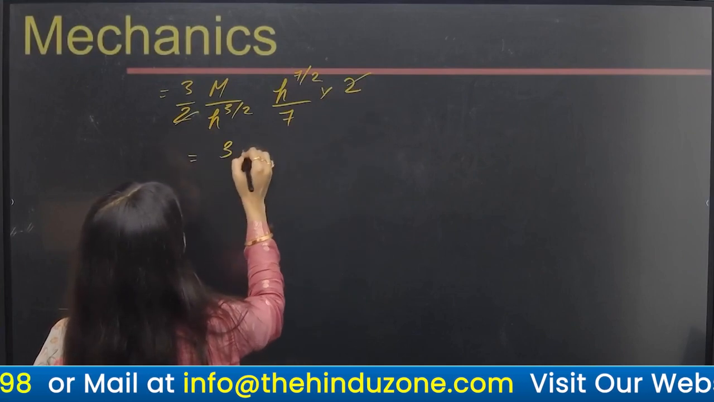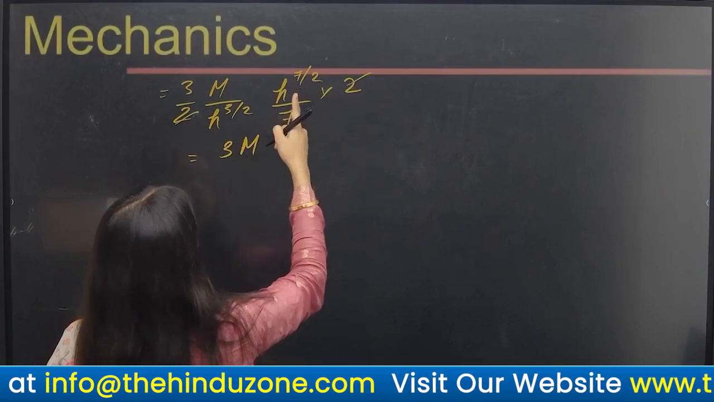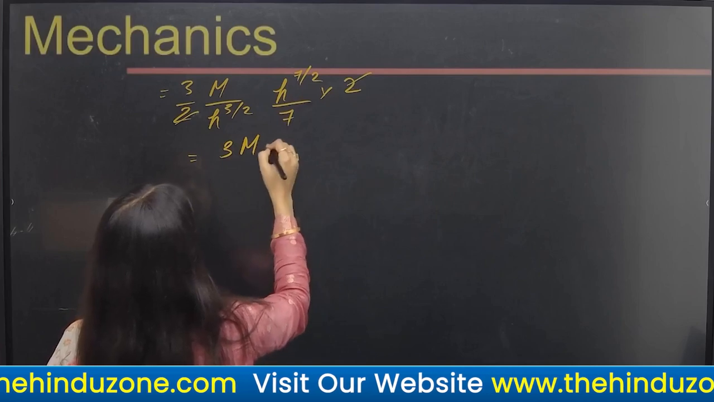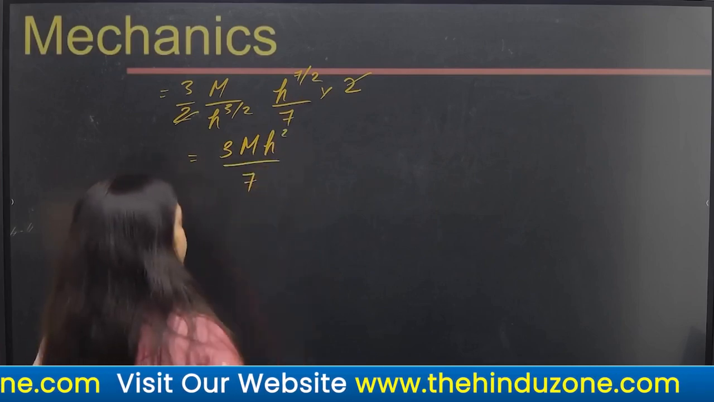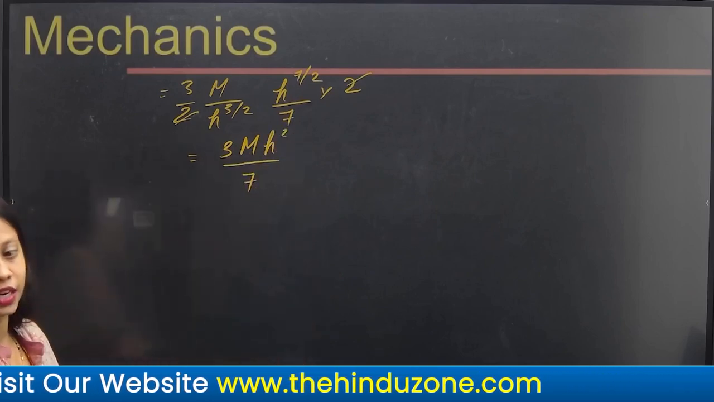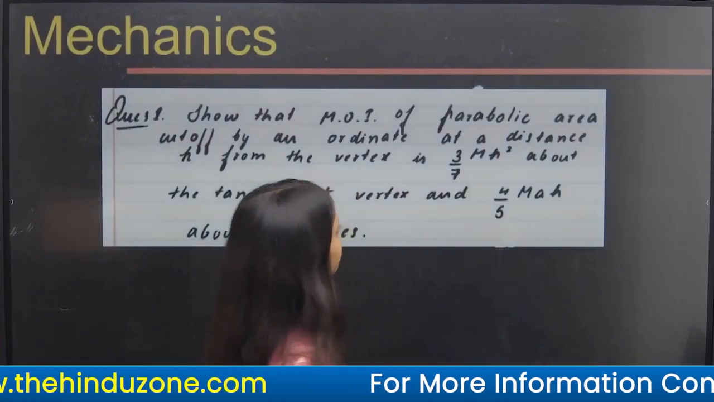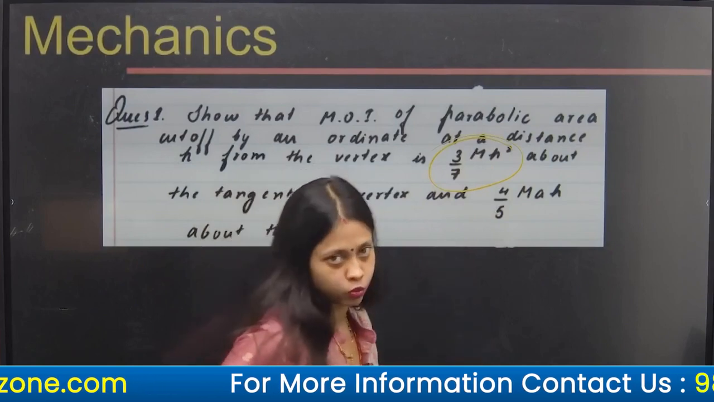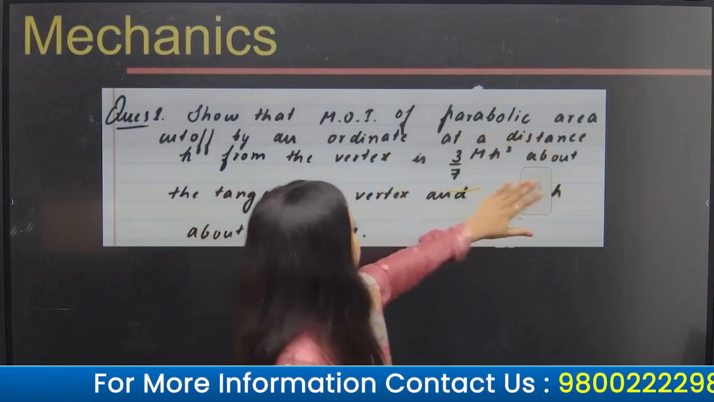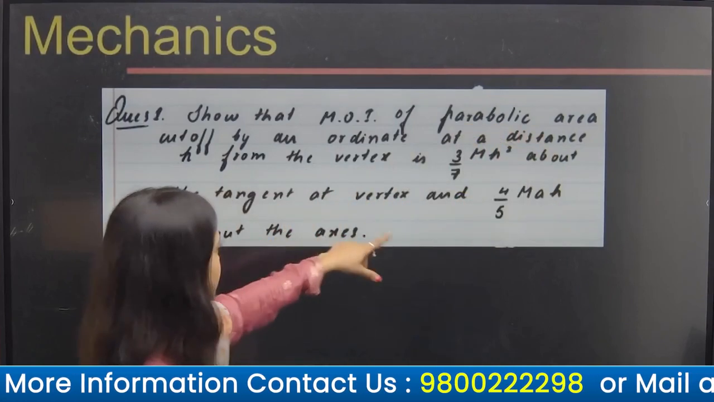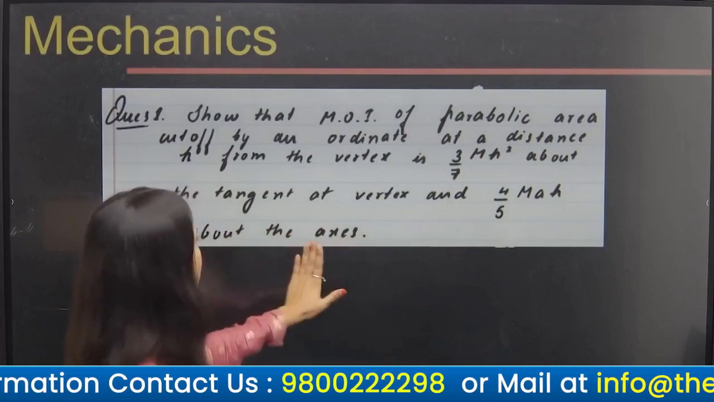So this is 3m h square by 7. This was exactly what we wanted to prove: 3 by 7 mh square. Easy. Next, about the tangent at vertex, and this is the moment of inertia about the axis.